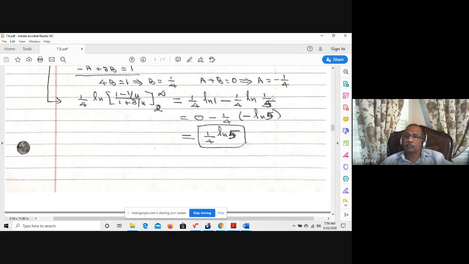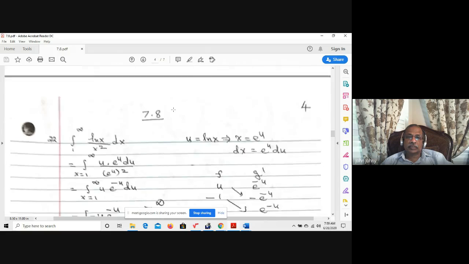Natural log of 1/5 is natural log of 1 minus natural log of 5. Natural log of 1 is 0. So that is negative 1/4 times negative natural log of 5. The answer is 1/4 times natural log of 5. So it was convergent.